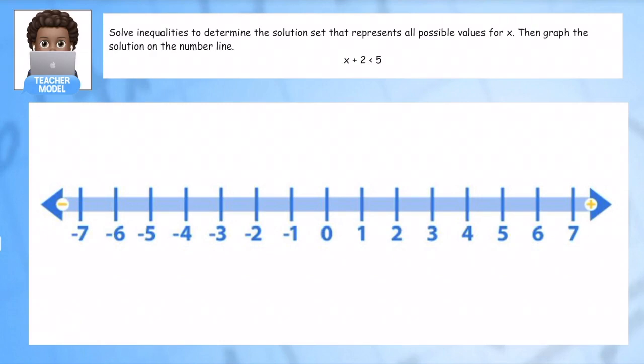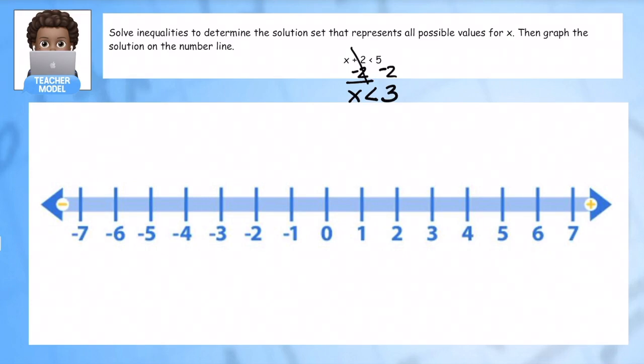Let's solve this inequality and determine a solution set that represents the value. So I'm going to try and think of at least three values that would make it true. All right, so to solve, again, I want to isolate my variable. So in this case, I'm going to subtract 2 on both sides. That way I have a 0 pair. x is less than 3.